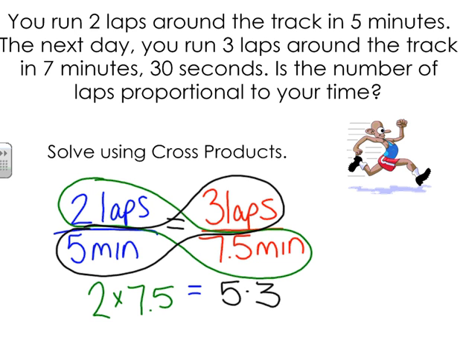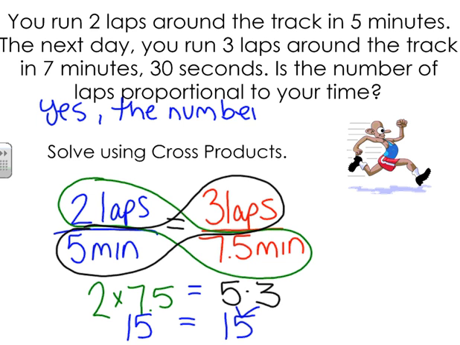So 2 multiplied by 7.5 is 15. 5 multiplied by 3 is 15. And because those 2 amounts are equal, because my 2 cross products are equal, I could make the same conclusion as before and say, yes, the number of laps is proportional to my time.